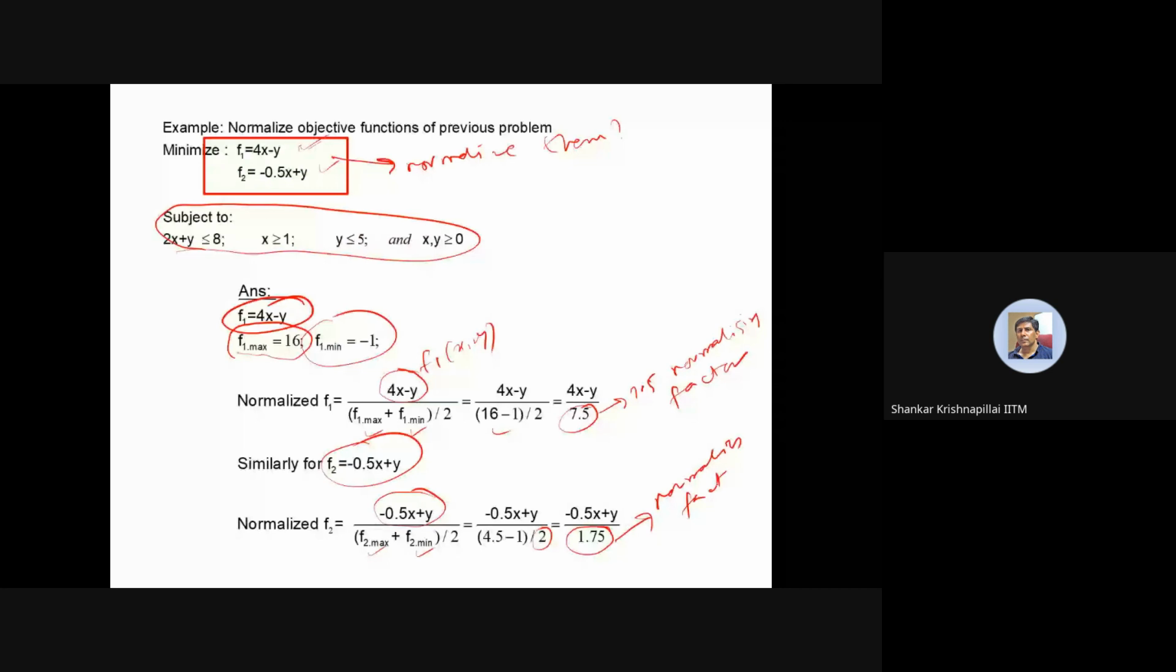Okay, so the weighted sum method is not as simple as it seems. Because first of all, you have to do the normalization, and to do the normalization, you have to find the maxima and minima of each objective function. Many people don't normalize the objective function, and without that, they will write W1 F1 plus W2 F2. Actually, they should write W1 F1 bar plus W2 F2 bar, where F1 bar is the normalized objective function F1, and F2 bar is the normalized objective function F2.